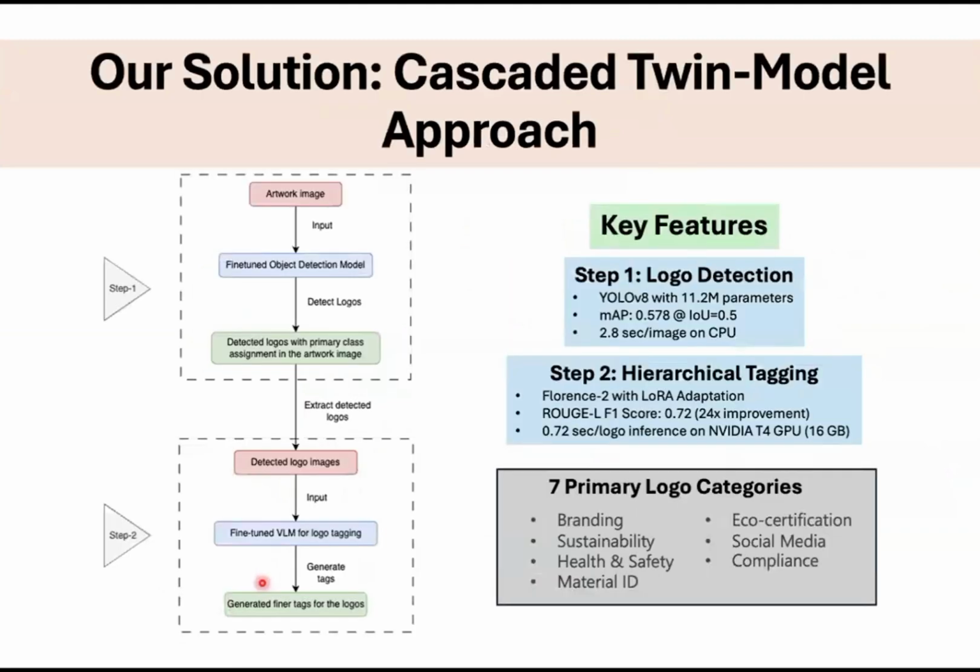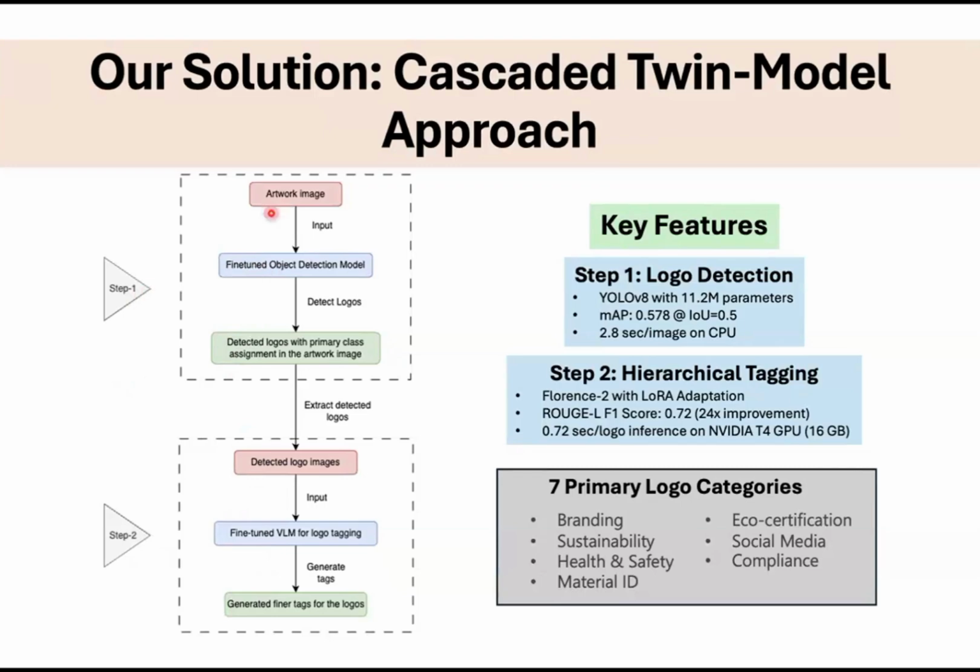Let's talk about the cascaded solution that we have proposed. It's a two-step solution where we use two different kinds of models to perform the task. In the first step, we use a fine-tuned object detection model, YOLO V8 in this particular case. And in the second step, we use a fine-tuned vision language model. Here we used Florence 2. We'll talk about the rationale behind why we have chosen this approach. Let me go through how the approach works.